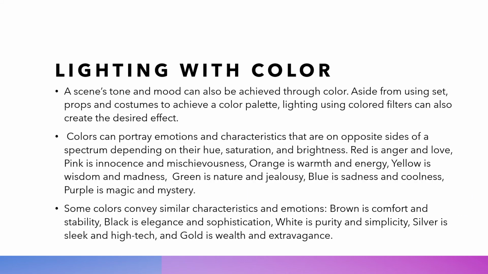Lighting with color. A scene's tone and mood can also be achieved through color. Aside from using set, props, and costumes to achieve a color palette, lighting using colored filters can also create the desired effect. Colors can portray emotions and characteristics that are on opposite sides of the spectrum depending on their hue, saturation, and brightness. Red is both anger and love.